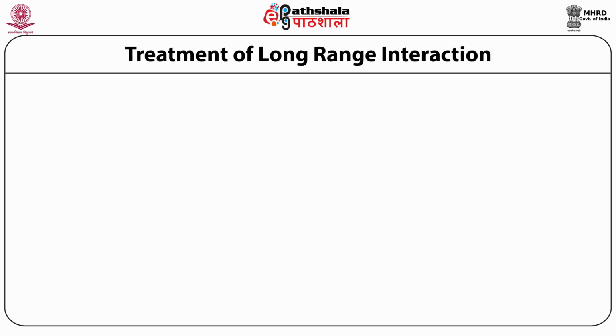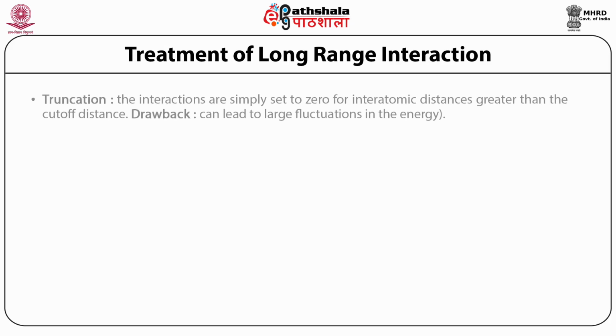Treatment of this long range interaction can be handled in general in three different ways. One is you just truncate, simply set it to 0 after a distance cutoff. So if the interatomic distance is 12 angstrom, for that matter, take the interactions up to 12 angstrom and calculate them rigorously. However, anything more than 12, that is 12.1 angstrom, you just ignore.